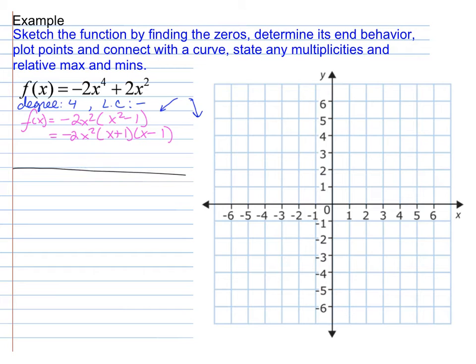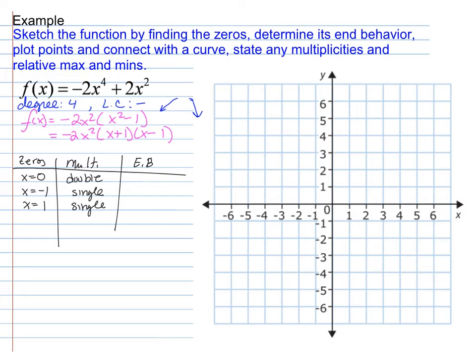So for our table, we're going to have our zeros, our multiplicities, and our end behaviors. So we have a zero at x equals 0, one at x equals -1, and one at x equals +1, because we're using the zero product property to solve this polynomial. We have a double for the 0. For the -1, we have a single. And for the positive 1, we also have a single.